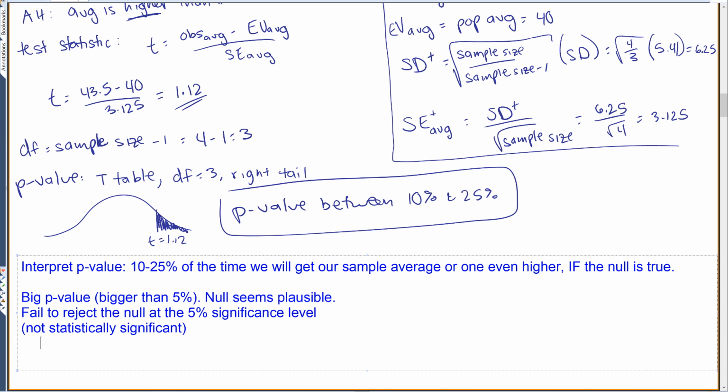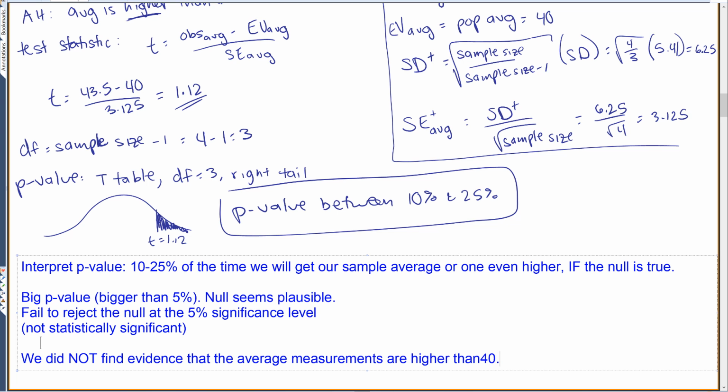And our final conclusion: we did not find evidence that the average measurements are higher than 40. Again, I know it's kind of a double negative. We don't actually say we found evidence that they are 40, because that's not what we were looking for. We still always phrase it in terms of the alternative. So we were looking for evidence that the average was higher than 40, and we didn't find it. At least not enough to convince us.